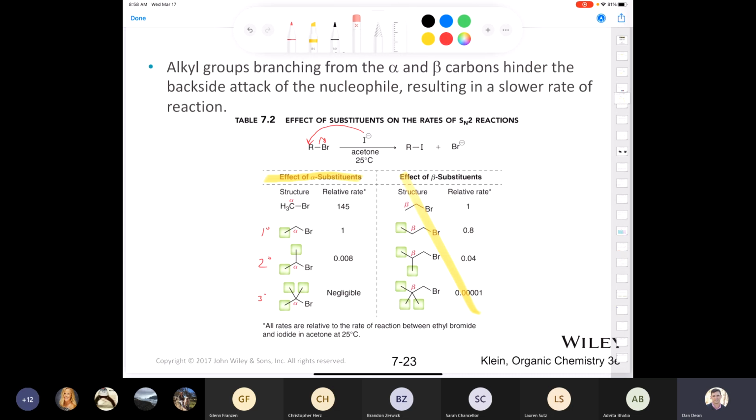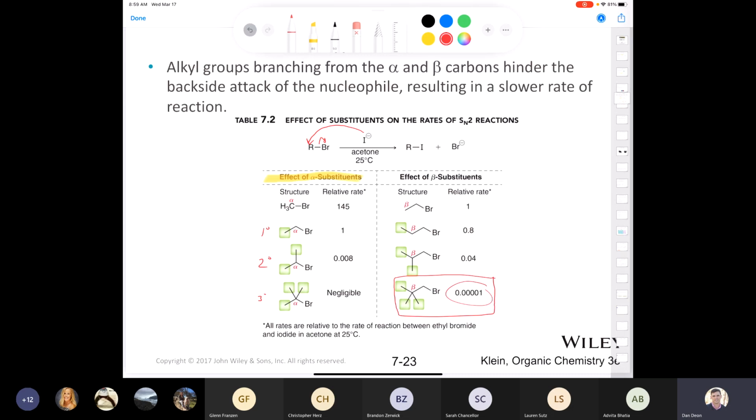Now, here's something that is not as intuitive, but let me show it to you. What if you have a substituent at the beta? Something we haven't really addressed yet. Here at the beta, we have just the 3 hydrogens. That's just ethyl bromide. If we assign that a relative rate of 1, you see what happens when we start adding methyl groups to that beta carbon? Look what happens when we go from a methyl to 2 methyls to 3: the reactivity drops off a lot. And what's interesting is this guy right here. You have 3 methyl groups at the beta carbon. This is so crappy, totally useless.